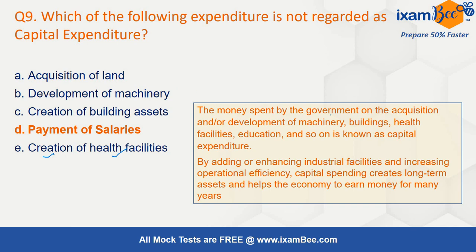The money spent by government on the acquisition and development of machinery, building, health facilities, education facilities is called capital expenditure. Capital expenditure actually helps in creating long-term assets to improve the economy, to improve the betterment in longer terms. Unlike a revenue expenditure, which is like running the show today. So payment of salary, say this month's salary has to be paid, it has less long-term implications if you compare with say building dams, building roads, building colleges.